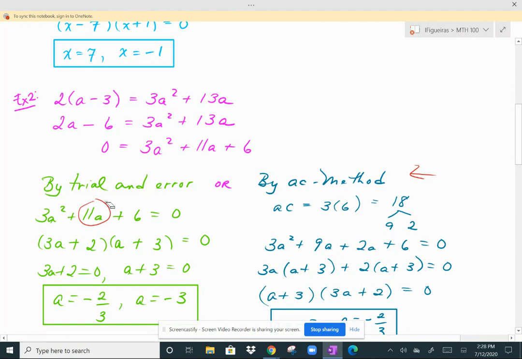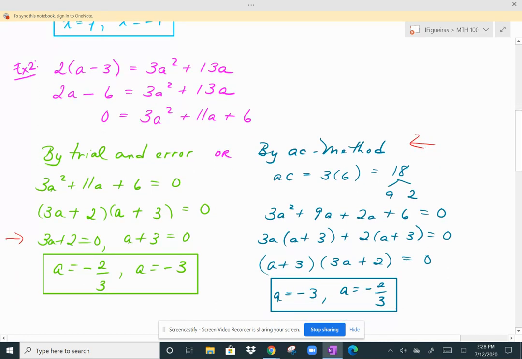So if you put 3 in the last position, the 3a and the 3 gives me 9a, and put 2 here, and that gives you 2a as your inner term. 9a plus 2a gives me 11a. So that's how you know it works. Then set each factor equal to 0, like you see here, and you get, again, two solutions. a is negative 2/3, and a is negative 3. So it's okay to have fractions and decimals as solutions, not just integers.